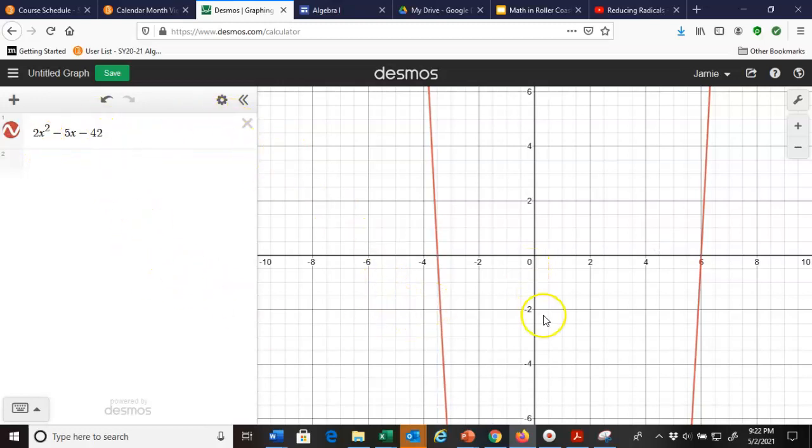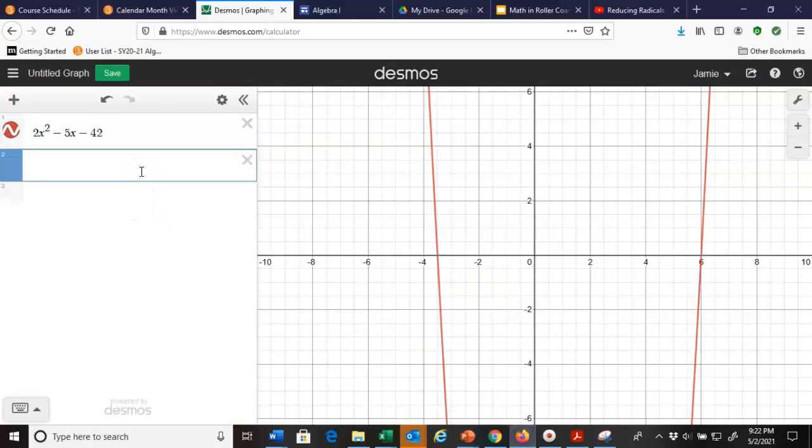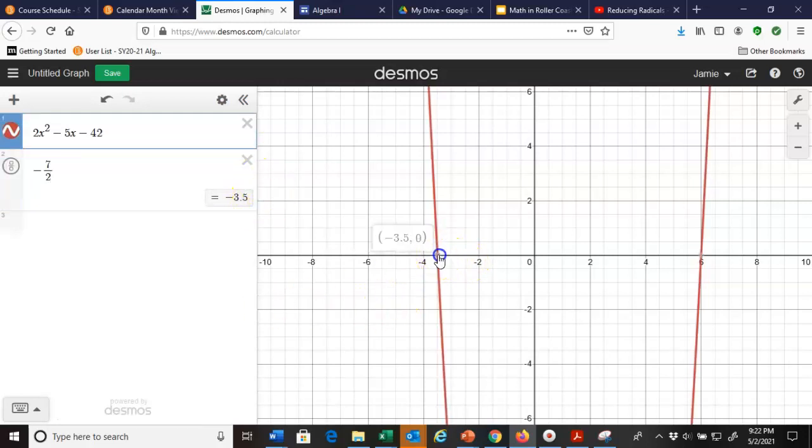And when I did that, it gave me this. And if you recall, the solutions are where the graph crosses the x-axis. So if we click on these points, you can see the solutions are exactly what we found. Negative 3.5 and 6. Remember, we found negative 7/2. So check this out. Negative 7 divided by 2. Sure enough, it's negative 3.5. So if you plug this into the calculator, it will give you the solutions. And then we can work backwards to the factors.